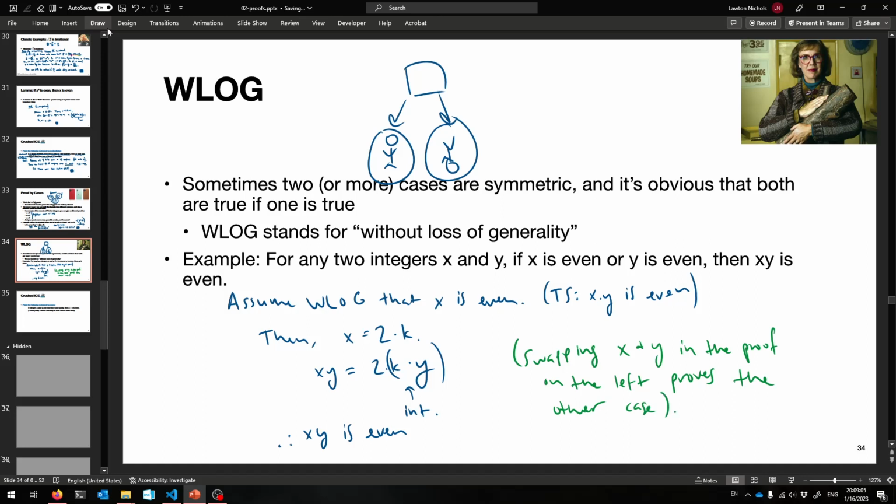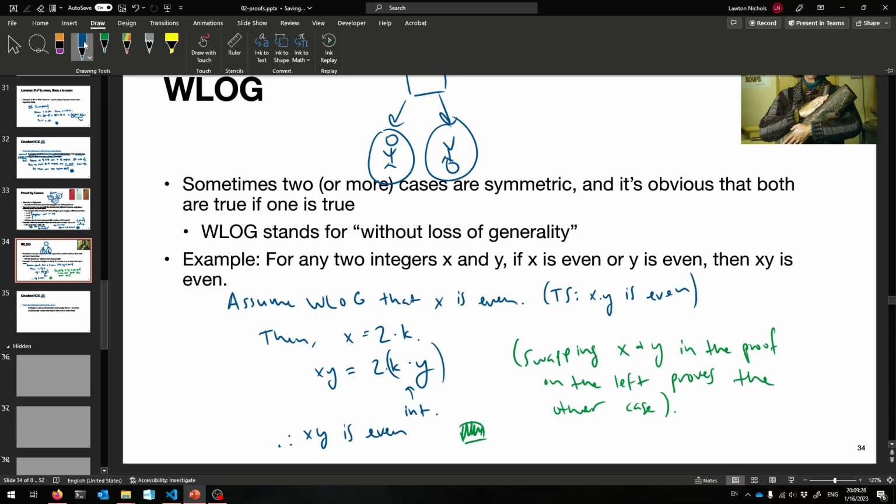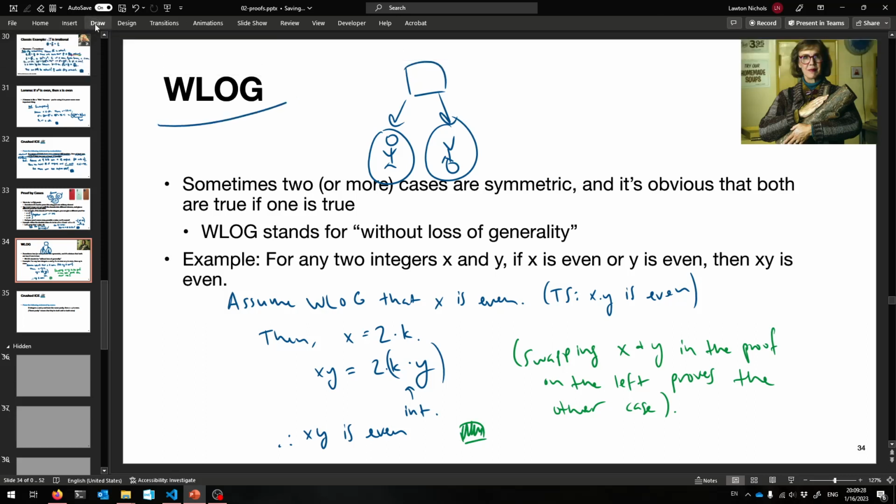So you don't have to do both. Just say, assume without loss of generality, if it's obvious that the proof will go through just as easily for the other side, just assume x was the one that was even. Because it's obvious that the proof will go through if you change x to y. Okay? That's the idea. And so this proves the entire theorem by just proving one of the cases. That's what without loss of generality stands for. But you have to be very careful. You have to make sure that it really is symmetric. It really is, there's no difference.